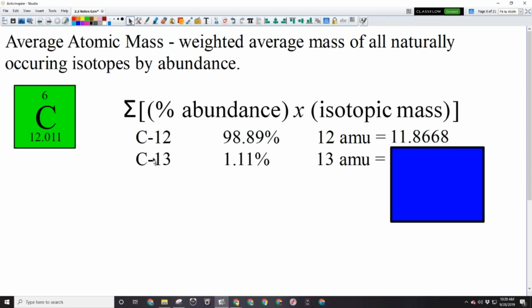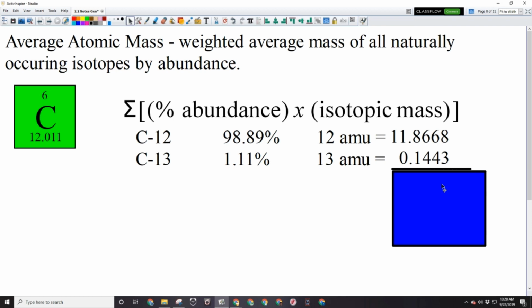Okay, carbon 13 is 1.11% abundant. So if we take and make that a decimal, 0.0111 times 13, you should get 0.1443. All right, so for this example, we're only working with 2 isotopes of carbon. So we're going to sum up these answers that we got, the summation of these. So we're going to take 11.8668 plus 0.1443.